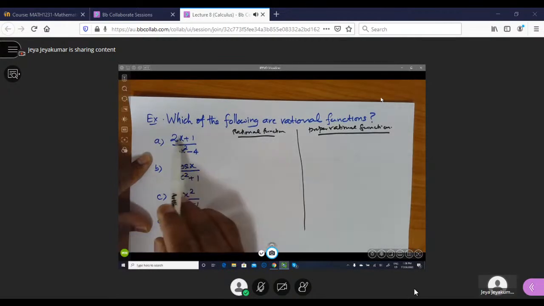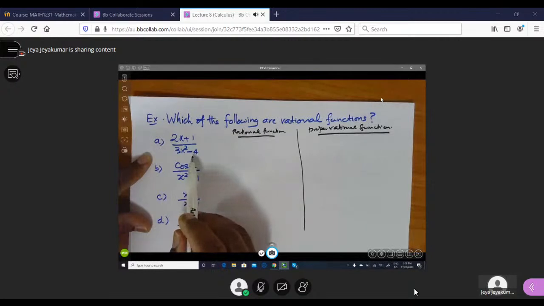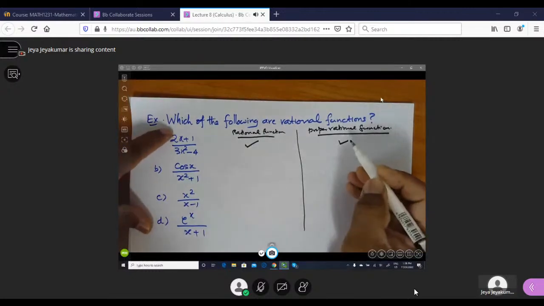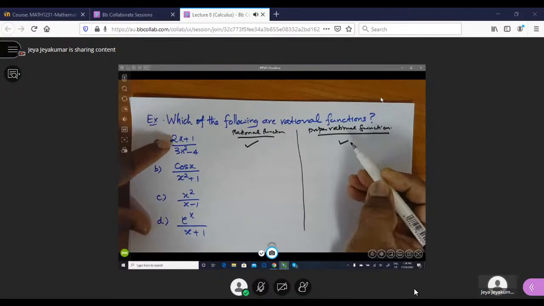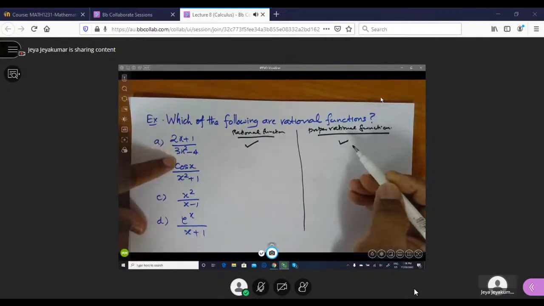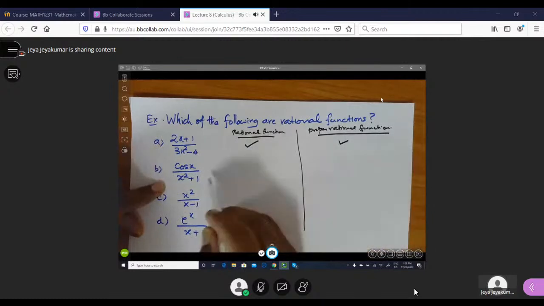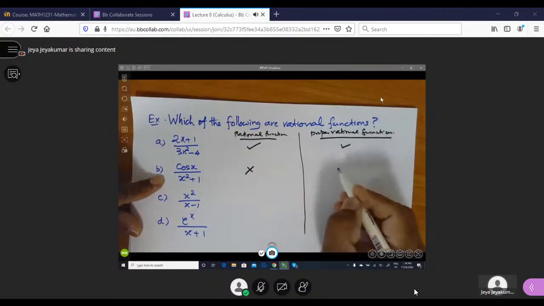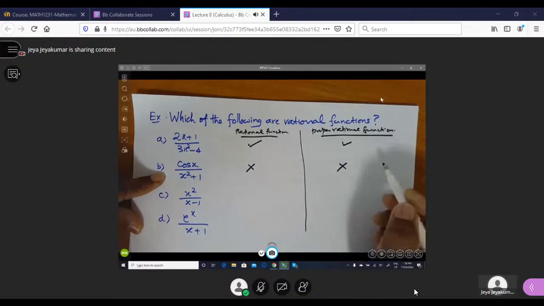The degree of the polynomial at the top is 1. The degree of the polynomial at the bottom is 2. So this is a polynomial, that's a polynomial, therefore it's a rational function. And is it a proper rational function? Yes, because the degree of the polynomial at the top is 1, which is less than the degree of the polynomial at the bottom, which is 2. So that's a proper rational function. This one is not a rational function because cosine x is not a polynomial. So that's not a rational function and certainly not a proper rational function either.